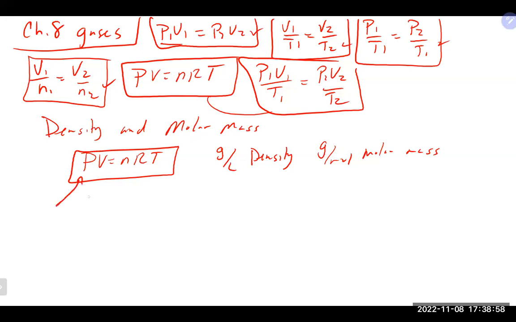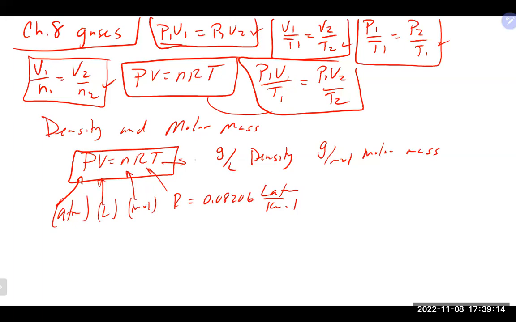Also a reminder, it's most restrictive in terms of units, so it's got to be atmospheres, liters, and moles. R is our gas constant, which you always have. And T would be temperature, which would be in Kelvin. So these two are really good ones to know, and you can get everything else from that. Any questions on any of that stuff there?